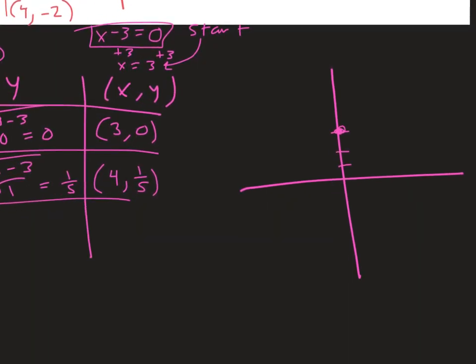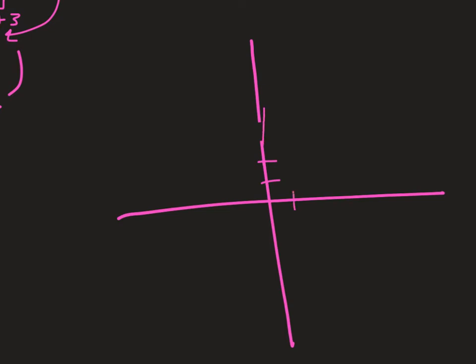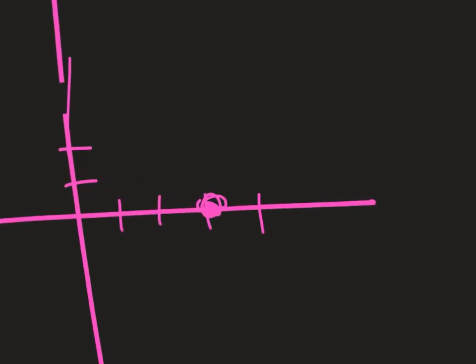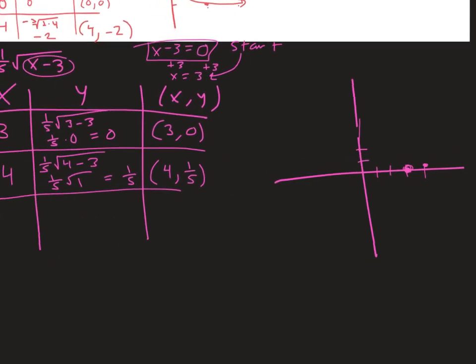Oops, I put this point on the wrong spot. We go to the right, not up. So we go to the right 3 and stay on 0. Our next point is at 4, 1/5. So we go to 4 and go up 1/5. So we are just barely off the ground there. What else can we plug in?